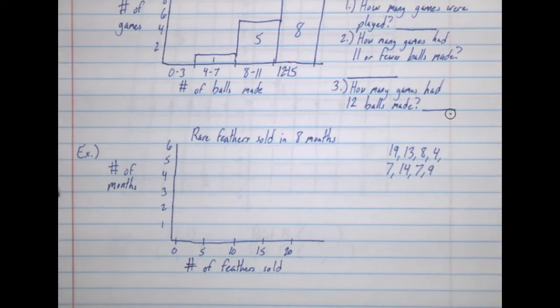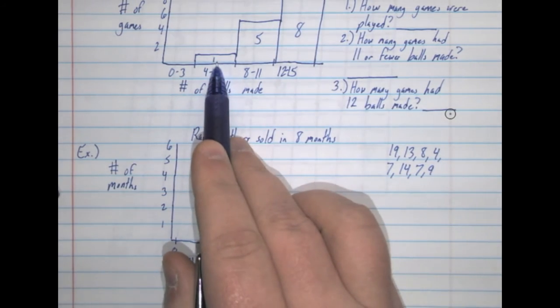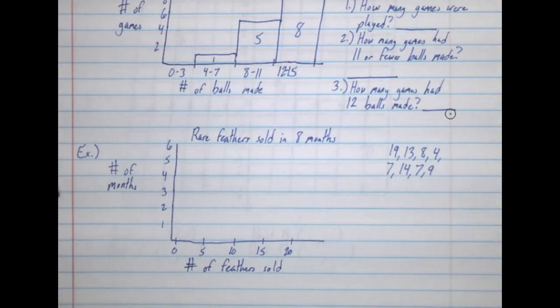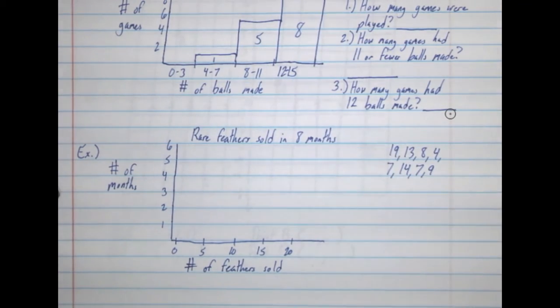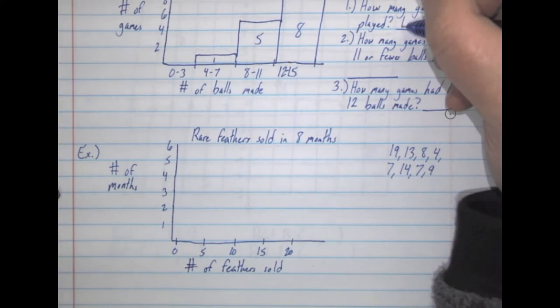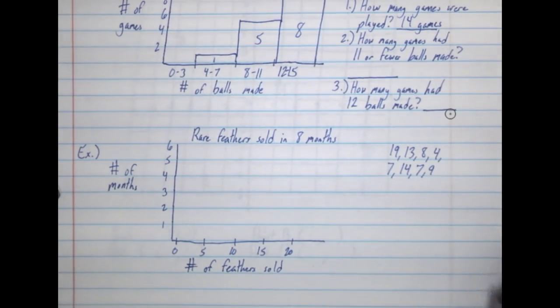So using the histogram, how many games were played? Well, there was one game where between 4 and 7 balls were made, so that's one game. 5 occurred with 8 through 11 balls being made, so that is 1 and 5. Our total is now 6 games. And then we have 8 games where 12 through 15 balls were made, so that gives us a total of 14 games played. So 14 games.